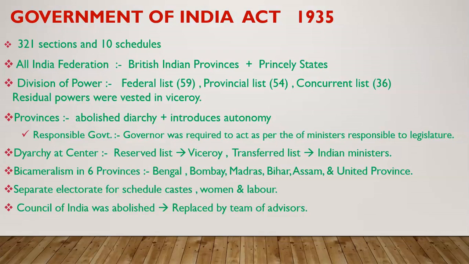So on all the 36 subjects of the concurrent list, the central legislative council was authorized to make law and the provincial legislative council was also authorized to make law. So concurrent list means common: the center could also make law for it and the state could also make law for it. Now friends, residual powers were vested in the Viceroy.